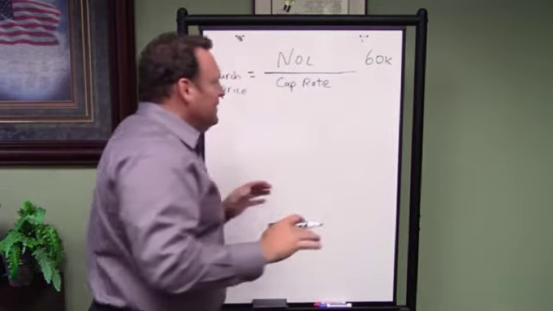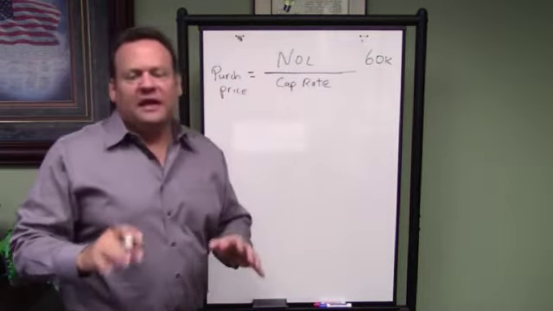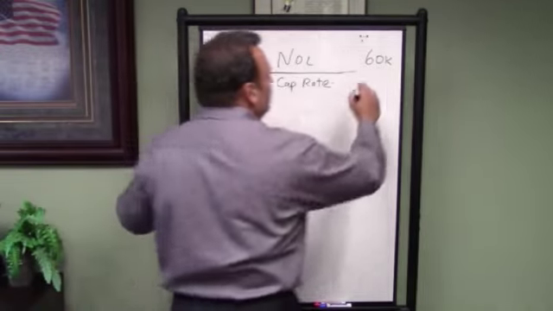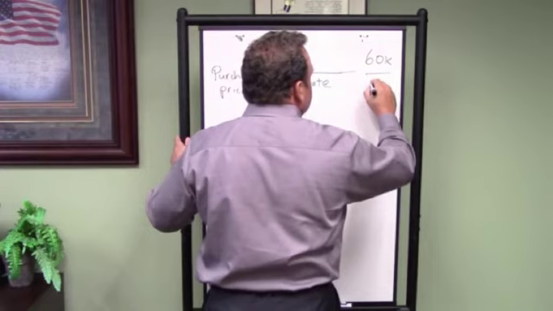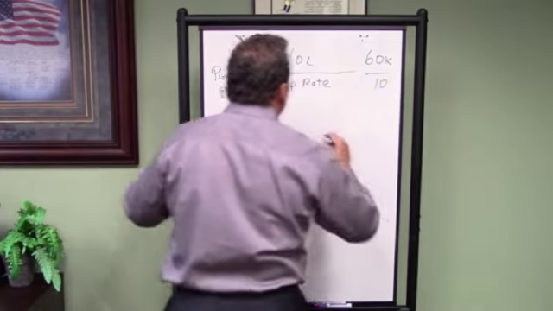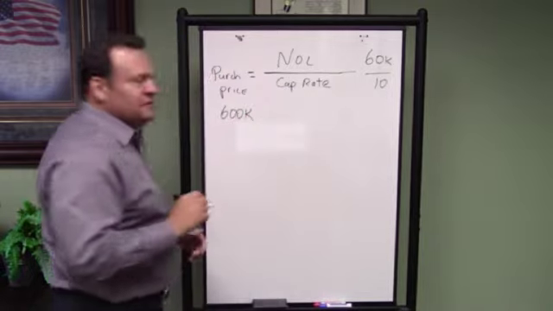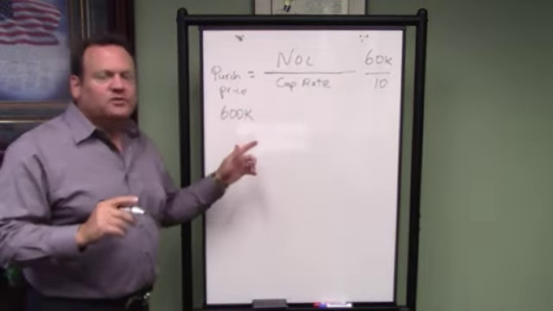And we're looking in this particular market, we think we can get potentially, when things are fully performing, a 10% cap rate. So divided by 0.10, what do you get? A purchase price of $600,000. You see how you can do this backwards on a napkin?